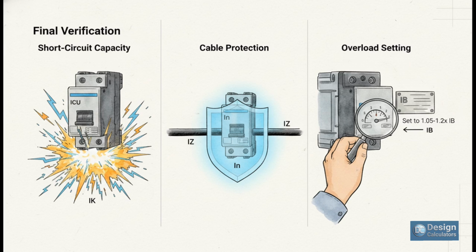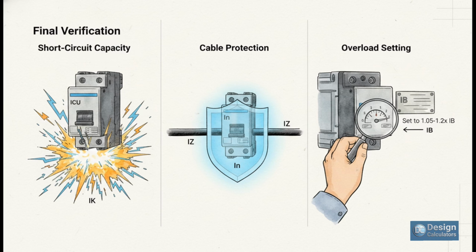Check number 1, short circuit capacity. You need to make sure your breaker's breaking capacity, its IC, is higher than the worst-case fault current you could possibly see. Makes sense, right? Check number 2, cable protection. Your cable's capacity, IZ, has to be bigger than your breaker's rating, IN. Why? Because the breaker's there to protect the cable.